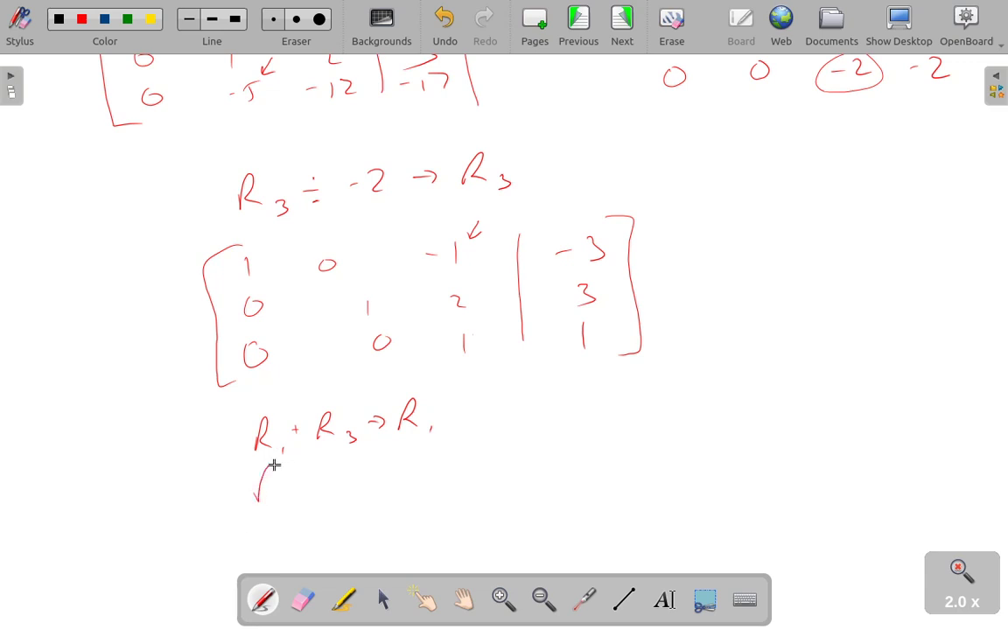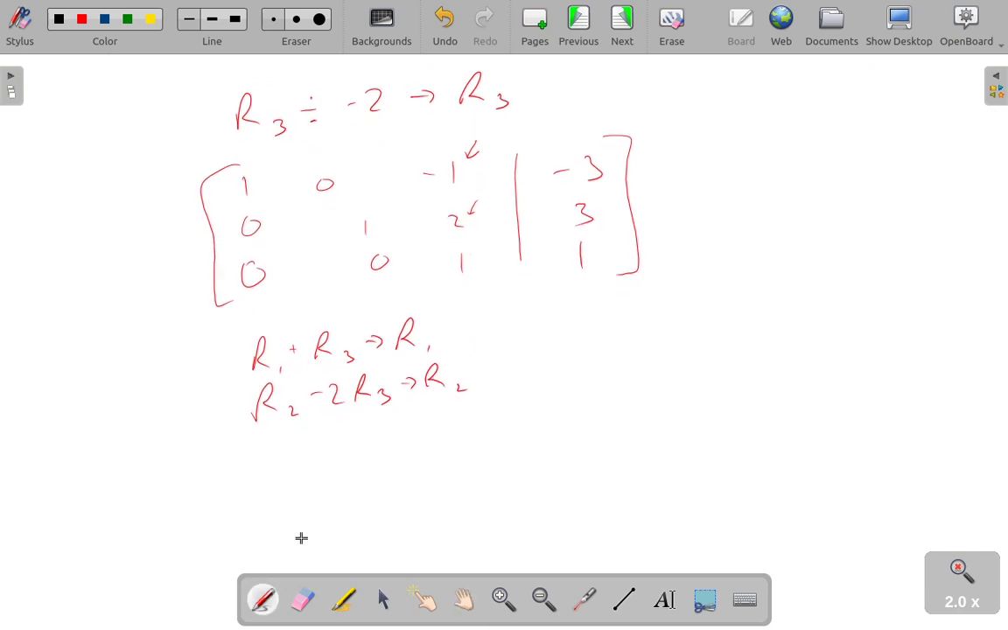And in the same step, I'm going to take row 2. This is currently a 2. I would want to subtract 2 times this one. So row 2 minus 2 row 3 becomes row 2. I can do both of those in the same step since they're not modifying the same thing. It'll just save some paper, or some virtual paper here.